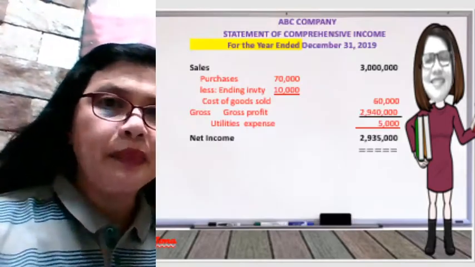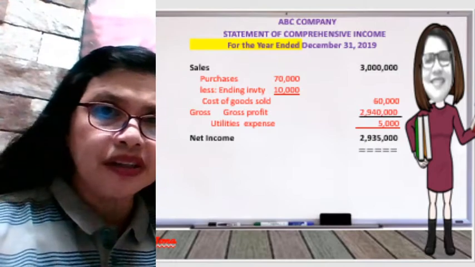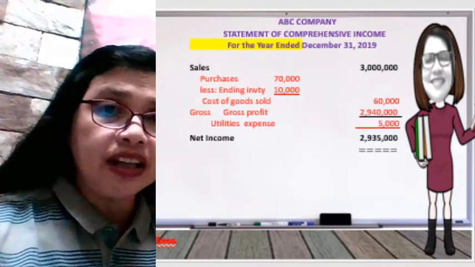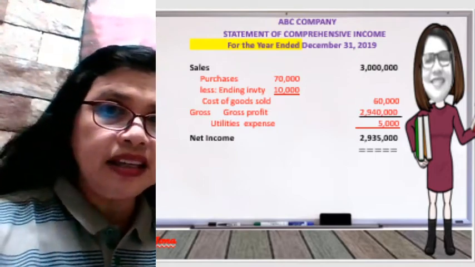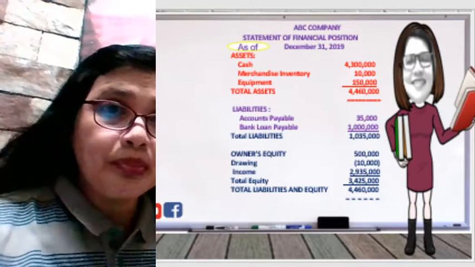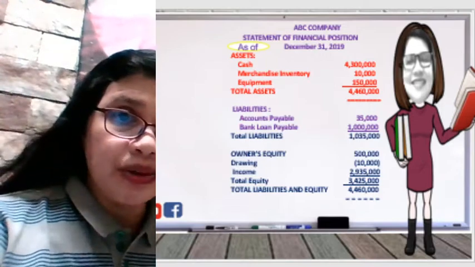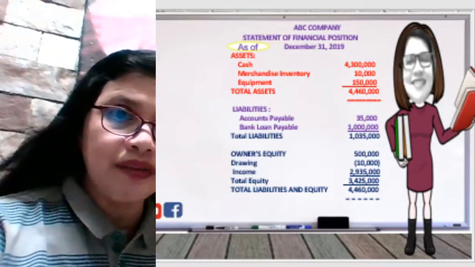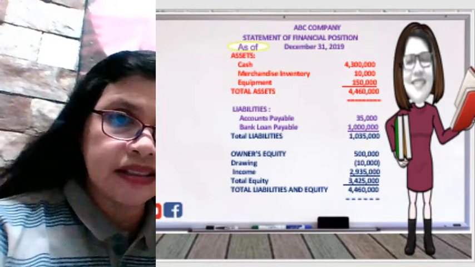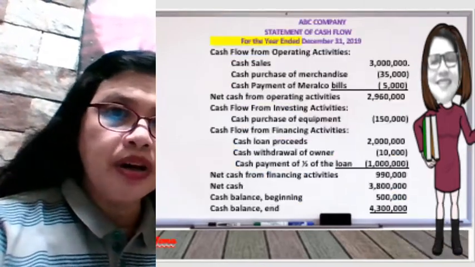Okay, so we can now prepare the income statement or the comprehensive income. Purchases less the ending inventory will give us a cost of goods sold of 60 and a gross profit of 2,940, minus the expense of 5,000. So we have a net income of 2,935. Then we can now prepare the statement of financial position or the balance sheet. So we have here the cash, merchandise inventory, and the equipment account. Okay, then the liabilities section and the total liabilities and equity account. From there, we can now prepare our cash flow.